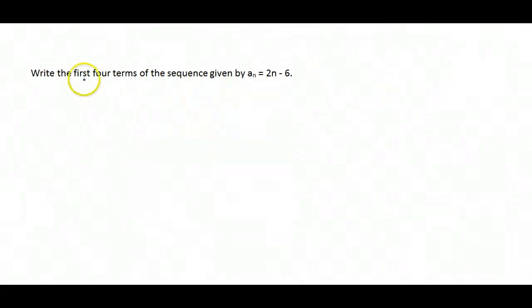Now we usually have rules to tell us how to create a sequence. For example, here we're asked to write the first 4 terms of the sequence given by a sub n is 2n minus 6. So that means that my first term is a sub 1. And that means everywhere there's an n, I'm going to put a 1 in. And I get 2 minus 6, which is negative 4. So a sub 1 is negative 4.